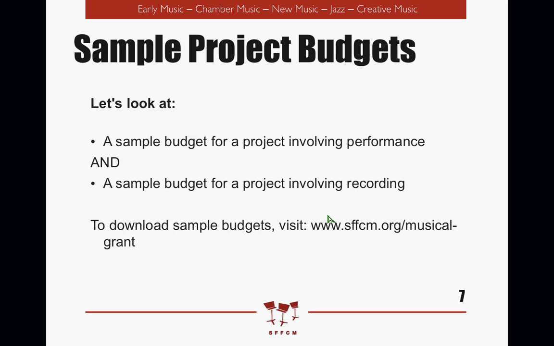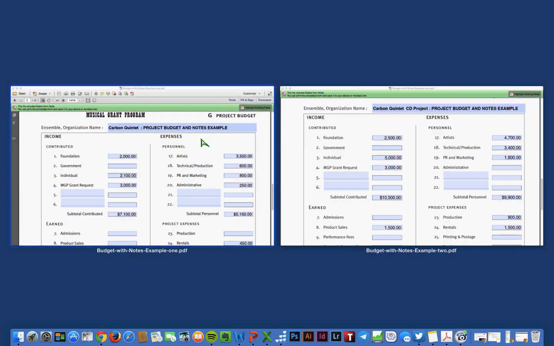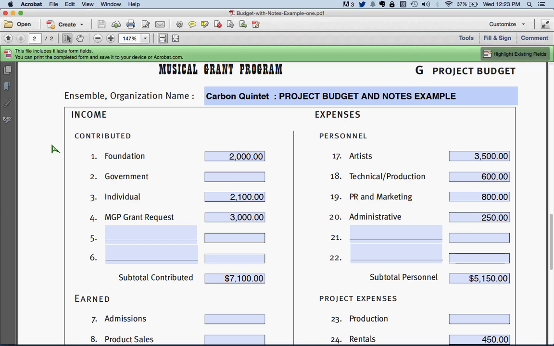To download these sample budgets, I recommend that you visit this link so that you can download these documents and follow along as I'm talking them through. All right. So here is the sample budget, the budget with notes example 1. And this is the Carbon Quintet, and they are doing a performance project.